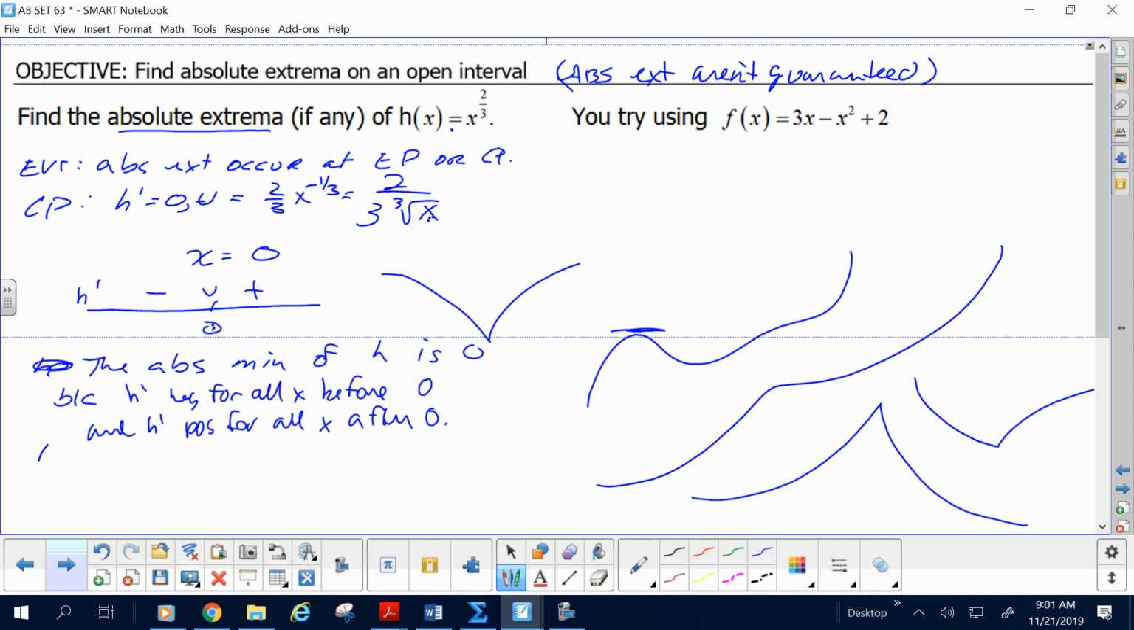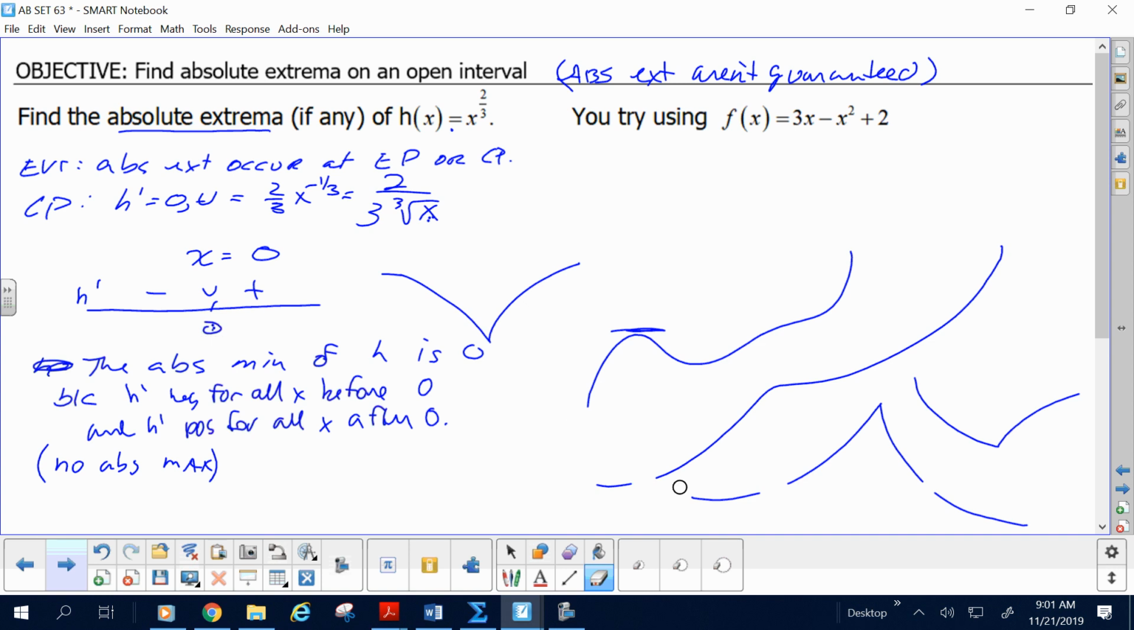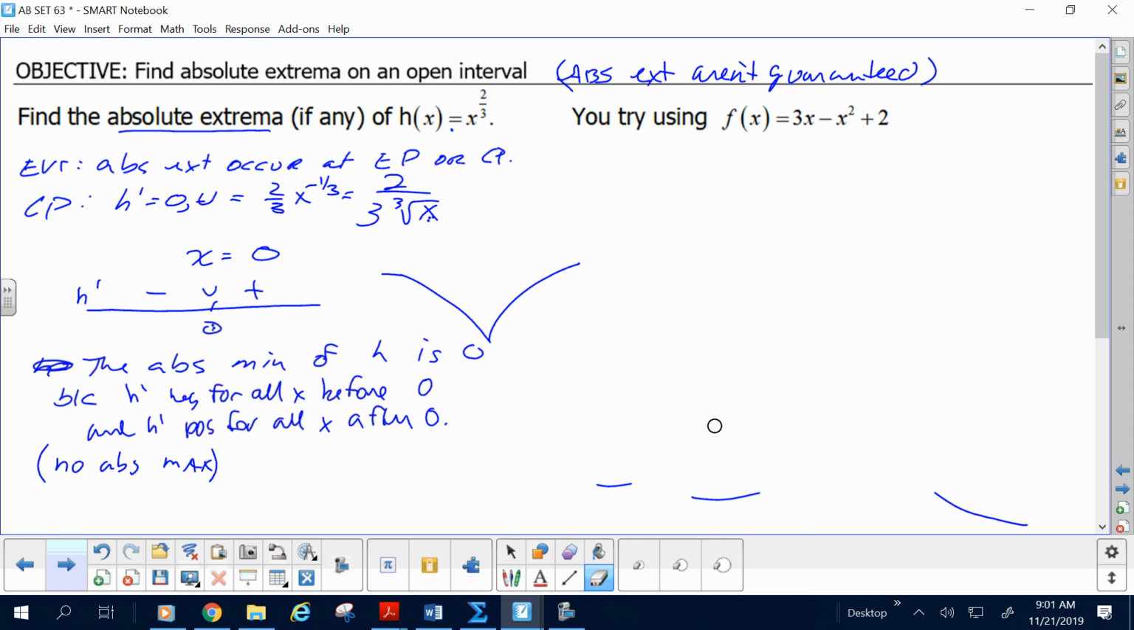Does it have absolute max? No, it grows forever after 0, so it does not reach an absolute max. You with me? Okay. You try, please. Try that one on your own. It's a little easier than the one we did just now.